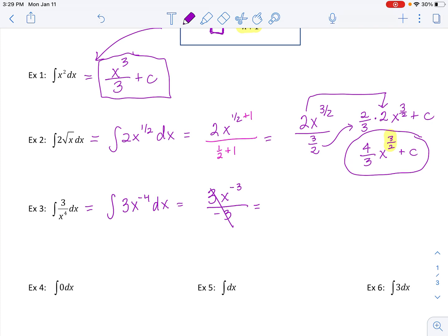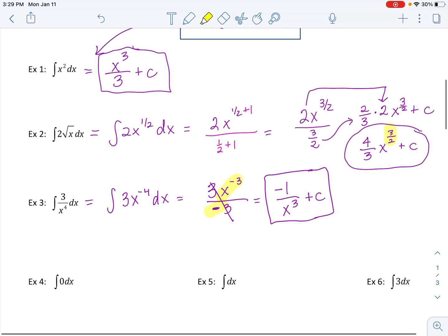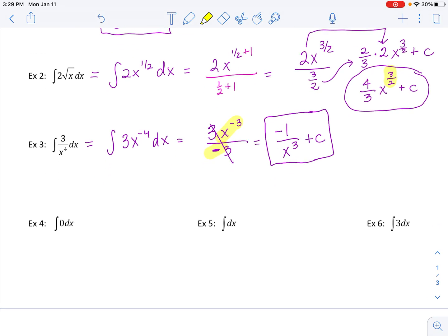Think about how this simplifies. My negative remains. So I'm going to rewrite this as -1 over x to the positive 3rd power. Oops, not dx, plus c. Okay, so take a minute if you need to think about how this and this turn into the non-power version, writing it rationally in example 3.